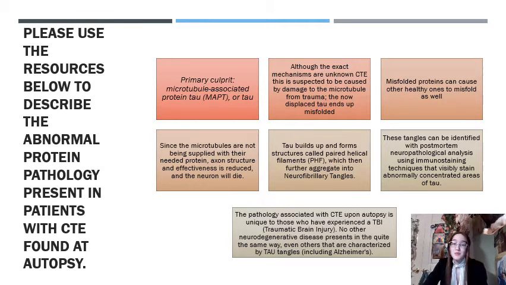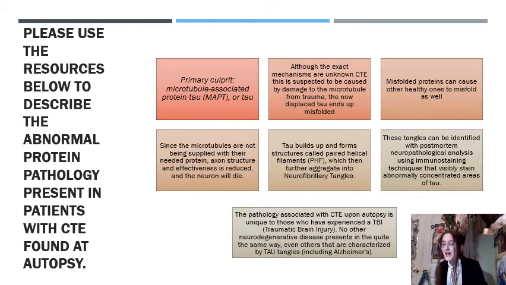To begin to even briefly describe the abnormal pathology of CTE, one should start with the protein tau, or microtubule-associated protein tau. Microtubules are small little tubes in the brain that help facilitate movement through the axon as well as axonal structure. Although the exact mechanism is not known, CTE is known to cause disruption to these microtubules from repetitive mild brain traumas, allowing the tau to go freely into the cell, where it becomes hyperphosphorylated and thus misfolds.